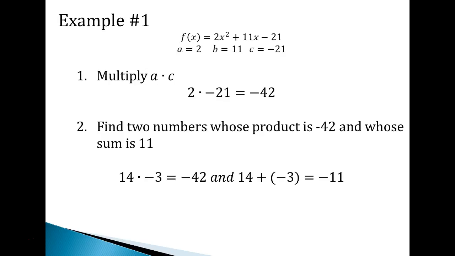We will begin by multiplying a times c. So we have 2 times negative 21. That will be equal to negative 42. Now we will find two numbers whose product is negative 42 and whose sum is 11. Our two numbers are 14 and negative 3.